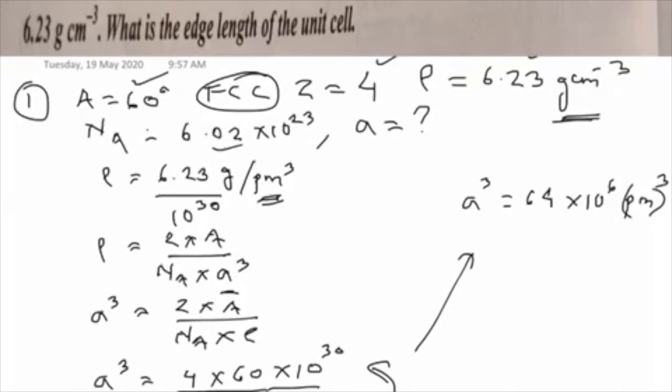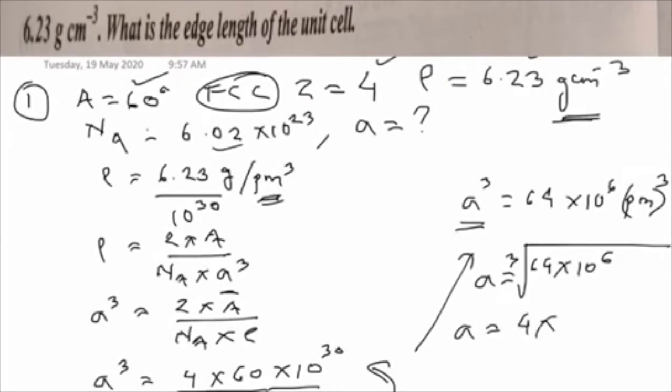A cube is standing for the volume, but the question is asking you to find not the volume, rather the edge length. Edge length means if A cube is this, then we have to find A, and A means you have to find the cube root of 64 into 10 to the power 6. So A is equal to 64, cube root is 4, and 10 to the power 6 cube root is 10 to the power 2 or 100. So A is equal to 400 picometer. So there you are. The edge length of that particular unit cell is 400 picometer.